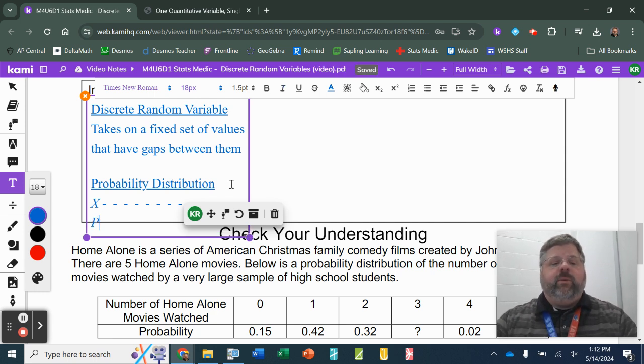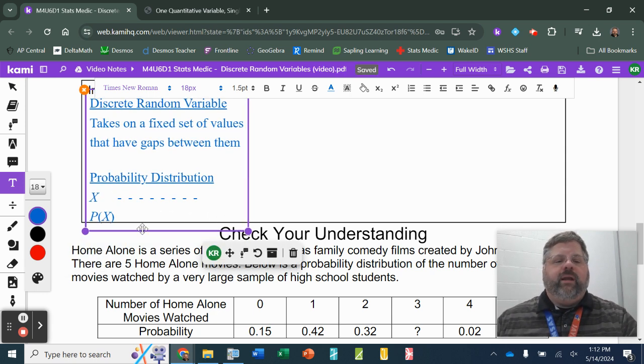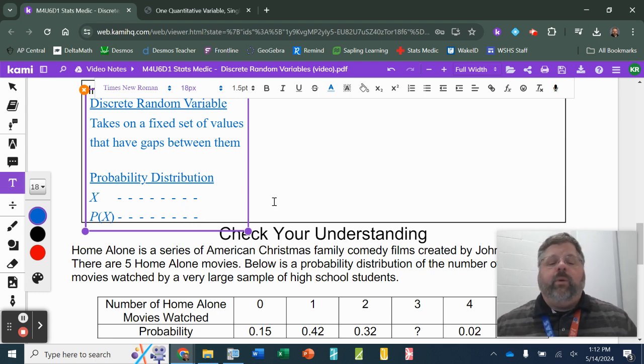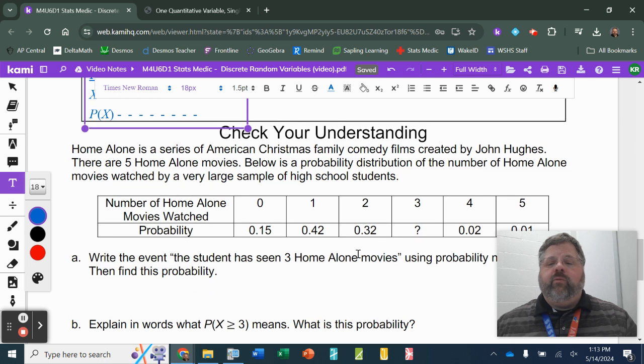In the second row, we are going to have the probability of each of those individual values. So let me space these out a little bit more. Here we go. Again, we would have the probabilities that correspond to those possible outcomes, and they will line up one-to-one with each possible outcome. So that's what a probability distribution would look like. You can see one down here below for the check your understanding.